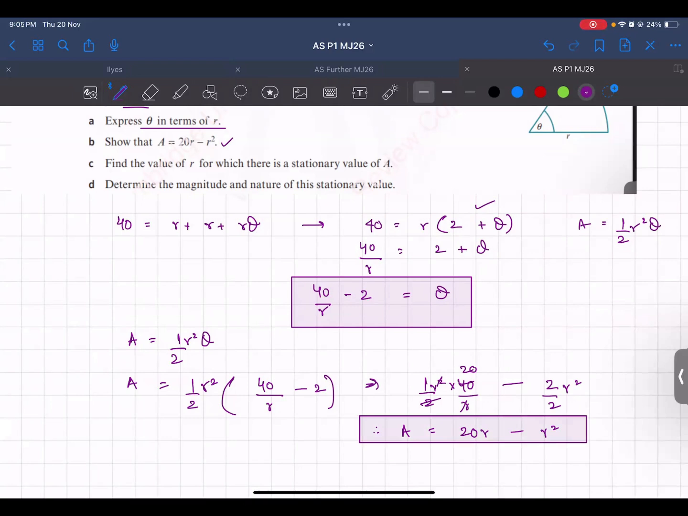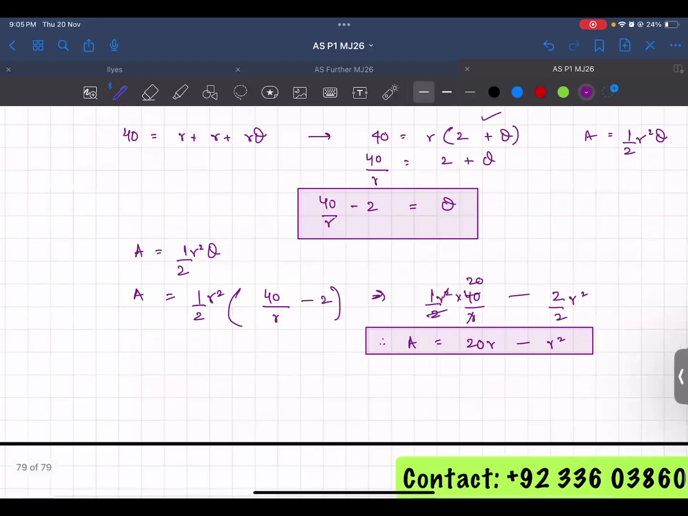Find the value of r for which there is a stationary value of A. Stationary value of A means the derivative is equal to 0. So you will find dA upon dr. You will differentiate this equation for the stationary value, which will be equal to 20 minus 2r. And then equate it to 0 because we want the stationary value. Now you find the value of r, which comes out as 20 is equal to 2r. So r comes out as 10.